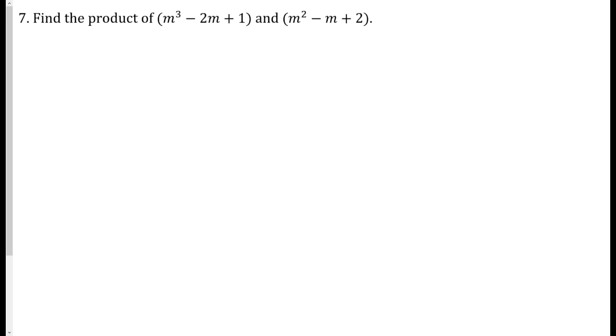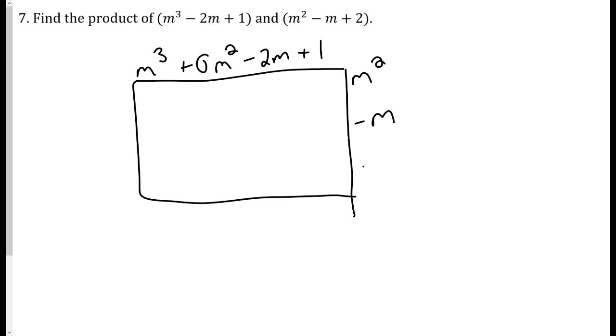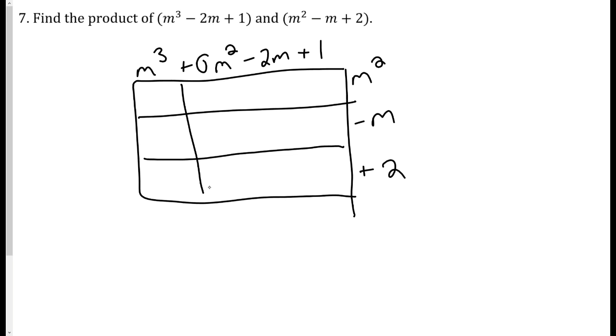Review question time. Find this product. So I'm going to use the tabular method. M cubed, I'm going to put a 0m squared there so things line up. Minus 2m plus 1. M squared minus m plus 2. You could get away with multiplication without that placeholder, but it makes your table a lot nicer. And now we multiply through.